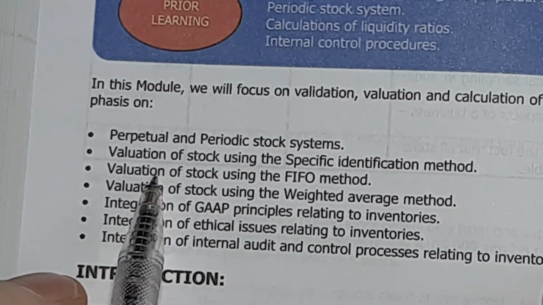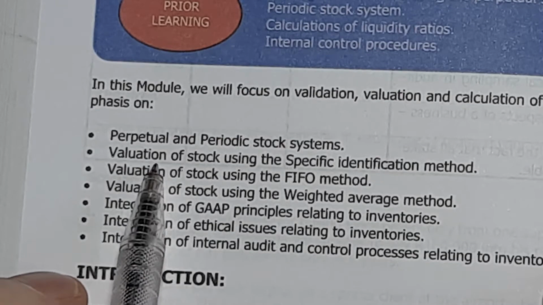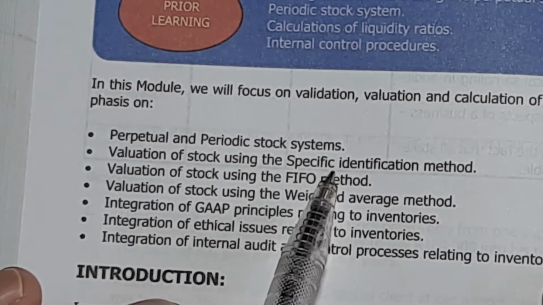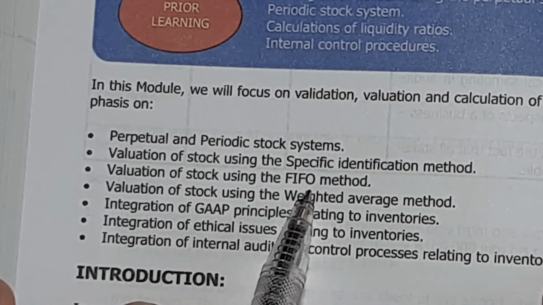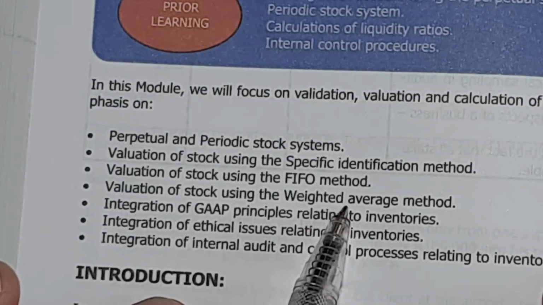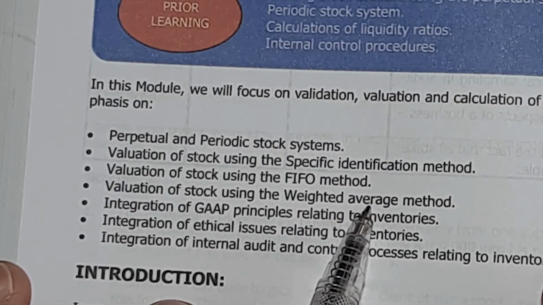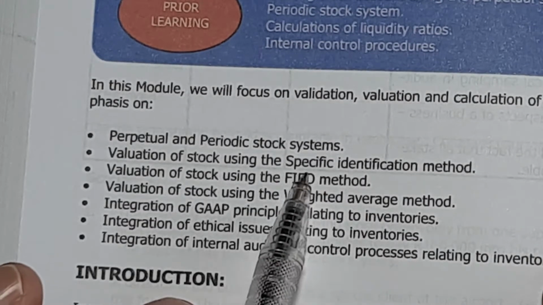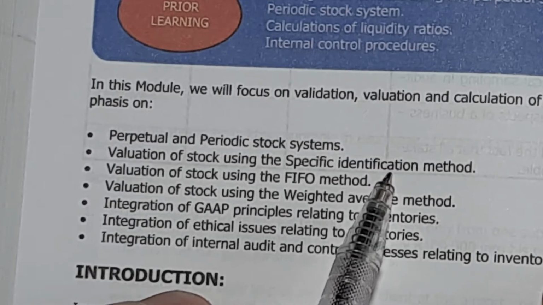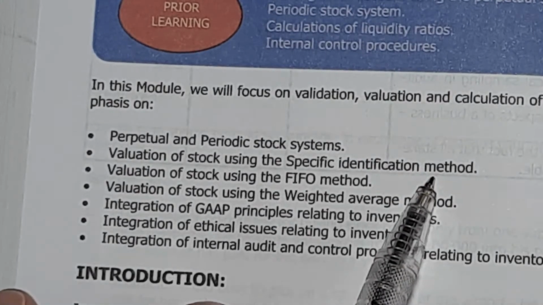When we do valuation, we can do one of three methods: specific identification, first in, first out, and weighted average method. Today's exercise, task 10.5, we're going to use the specific identification method to calculate our stock.